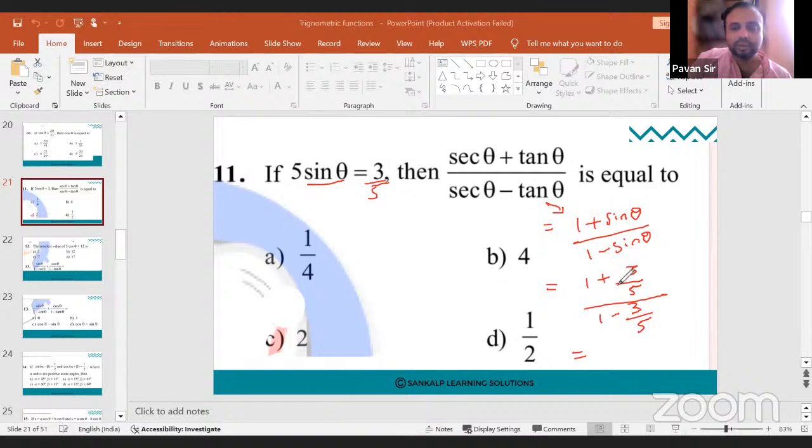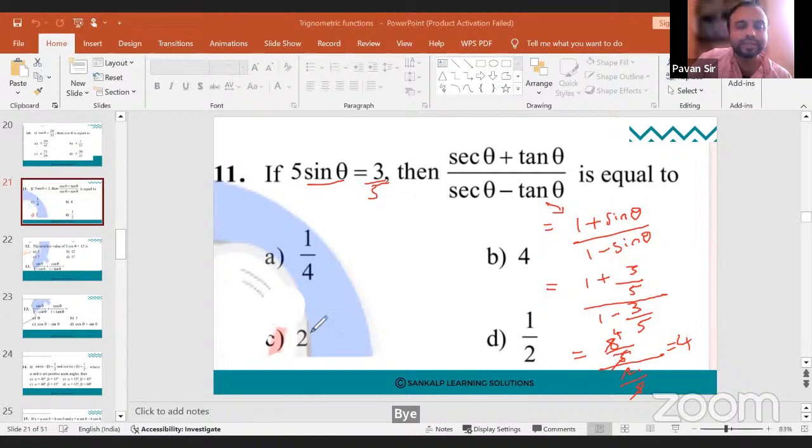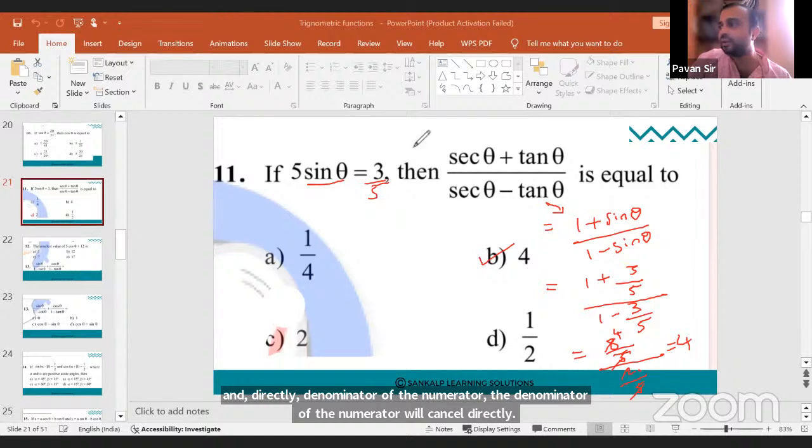Here it is. 5 into 1 is 5, 5 plus 3 is 8 upon 5. The whole divided by 5 minus 3, it is nothing but 2 upon 5. The 5 and 5 got cancelled. 2 ones are 2, 2 fours are 8, so the final answer is going to be 4. The denominators cancel directly. So option B is the correct one.